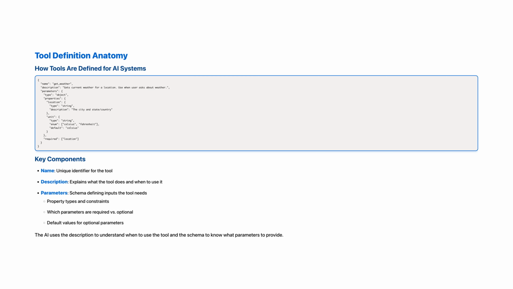The beauty of modern LLMs is that they can figure out when to use tools based on their descriptions. You don't need rigid if-then rules. Instead, you provide a tool definition that includes a name like get weather, a description explaining what it does, and an input schema that specifies what parameters it needs, like location. The AI then learns to recognize situations where that tool would be helpful. Think of it like explaining a tool to a smart new employee. You tell them what it's for, and they figure out when to use it.